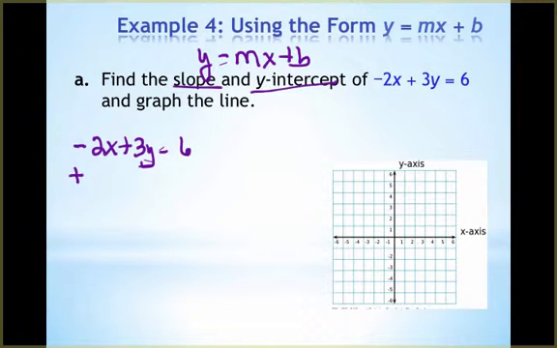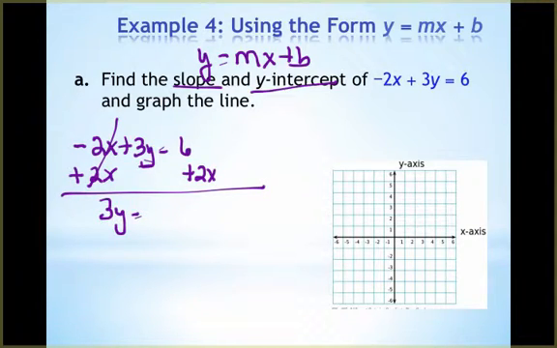So what we're going to do is add 2x to both sides. This side will cancel and give me 3y equals. Well, I can't add 6 plus 2x and simplify, so let's put 2x first, because we want it in mx plus b form, and then plus 6. Then to get y by itself, I would need to divide by 3. So I'm going to divide everything by 3 and get y equals.